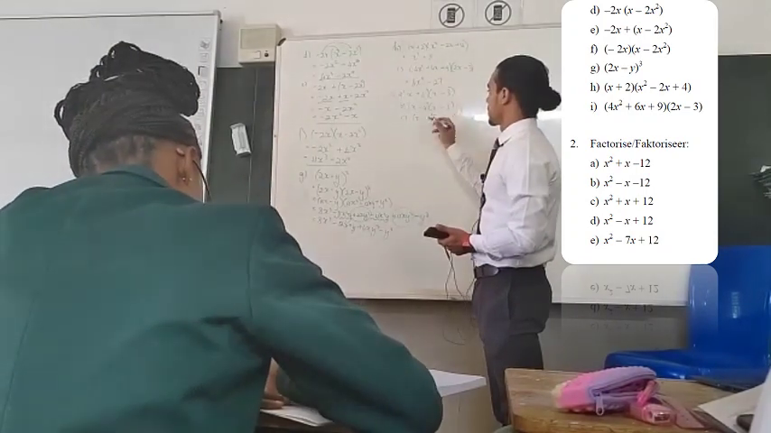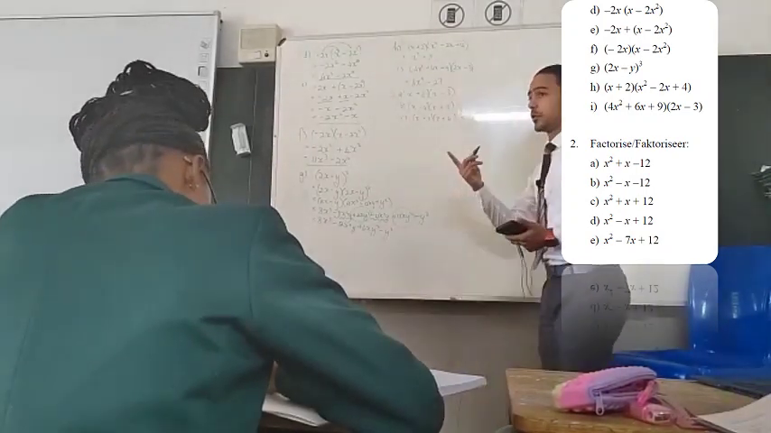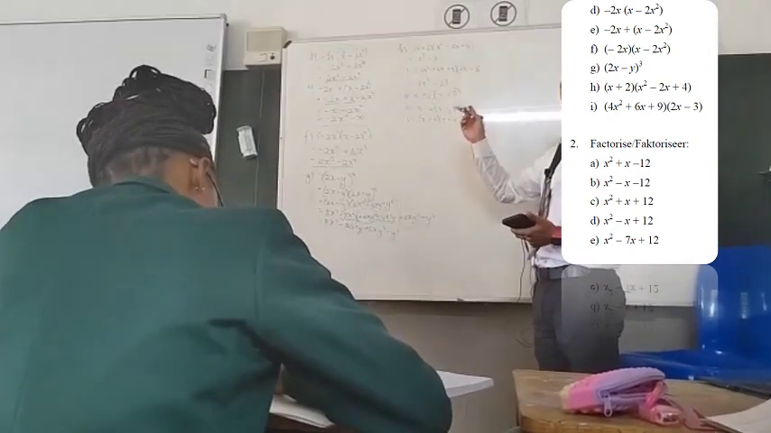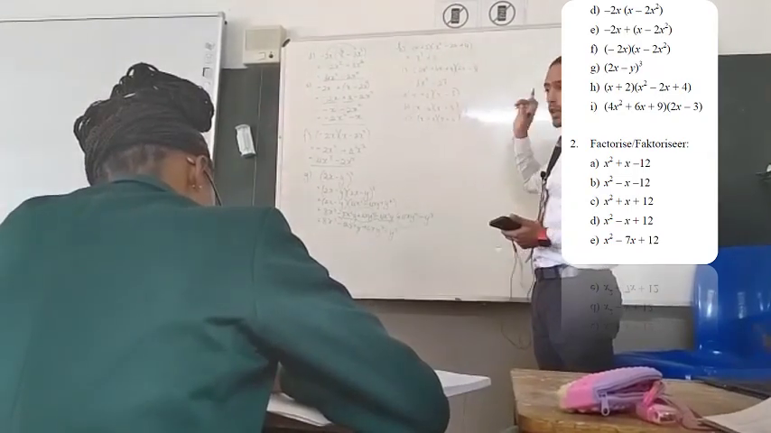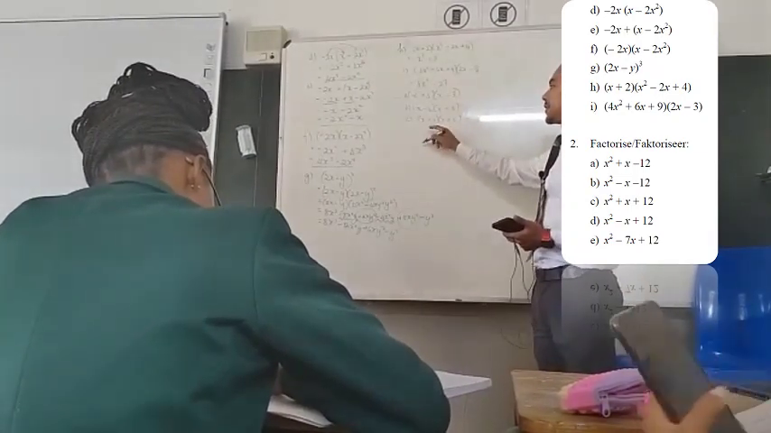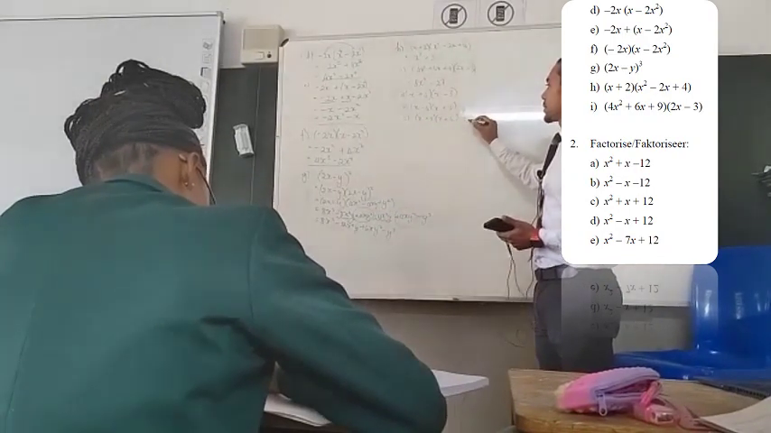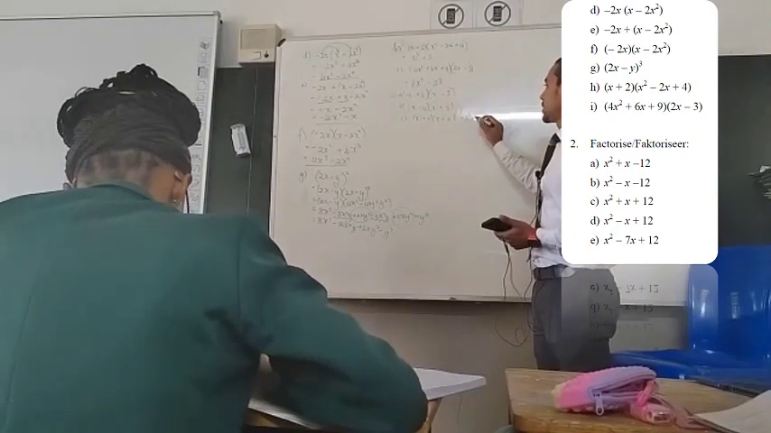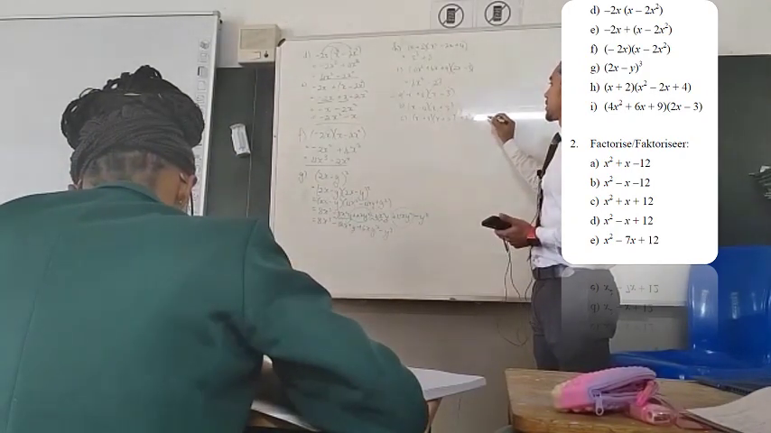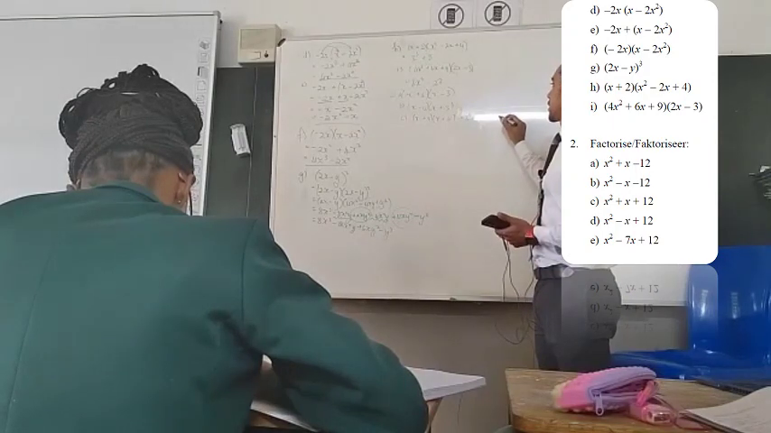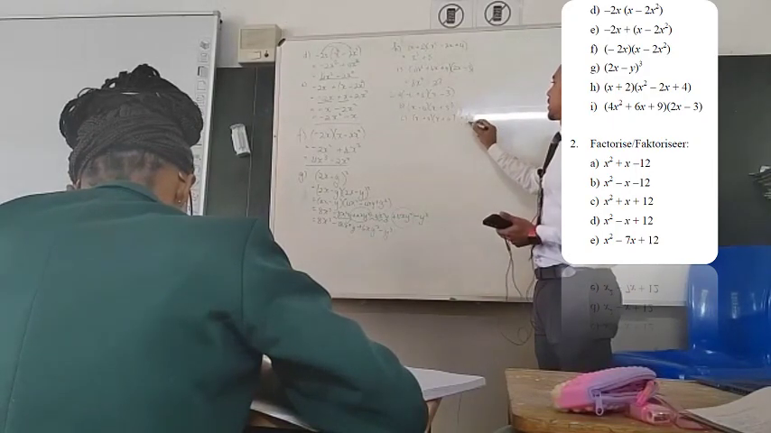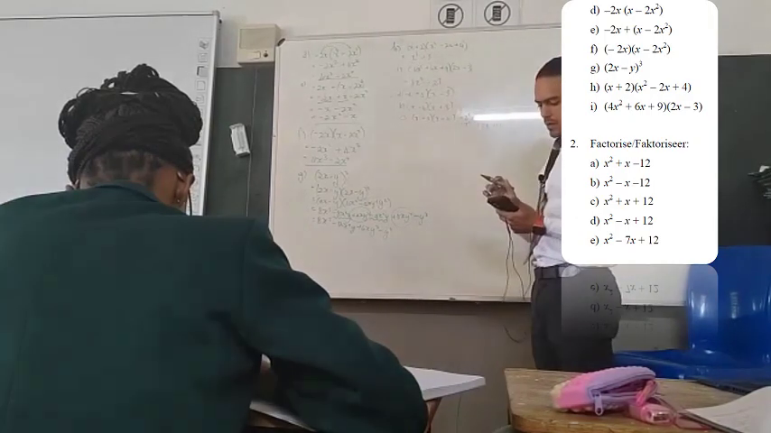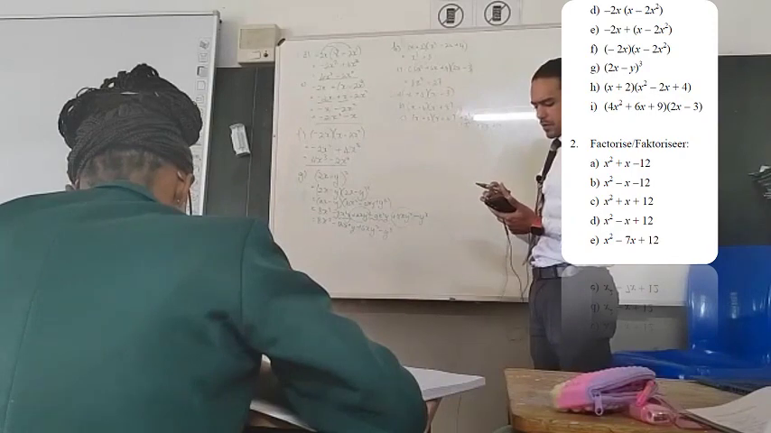Okay, let's see if this works. If we expand this, a quick way to see if your answer is right is by expanding and simplifying. So x times x is x squared. X times 4 is plus 4x, plus 3x plus 12. And then we simplify: x squared plus 7x plus 12. And that was not what we started with.